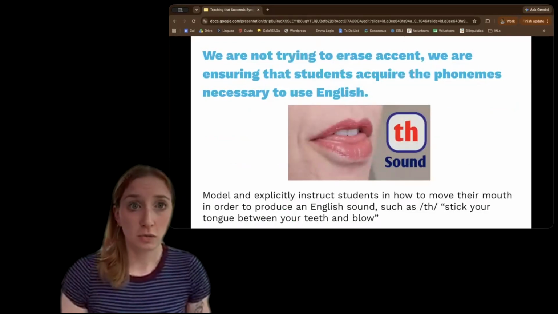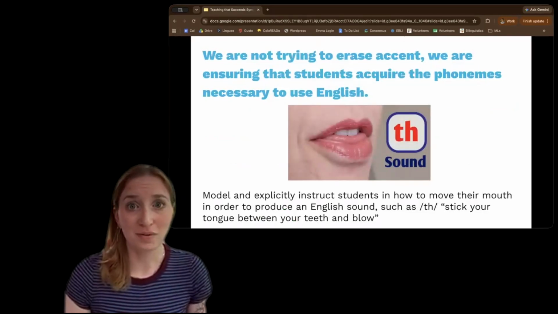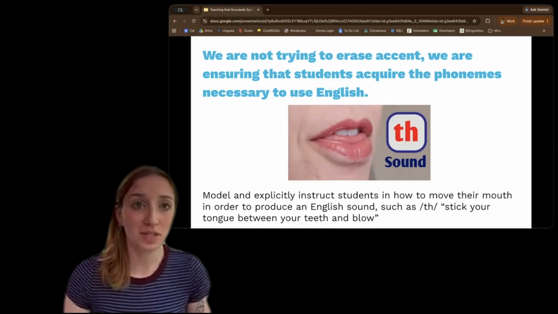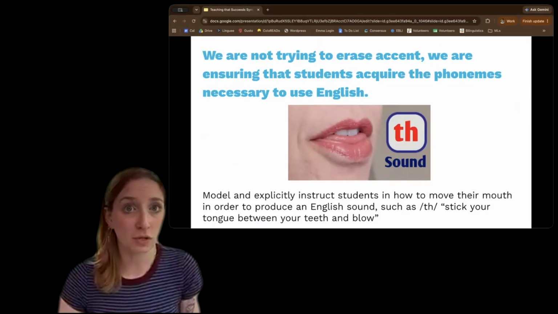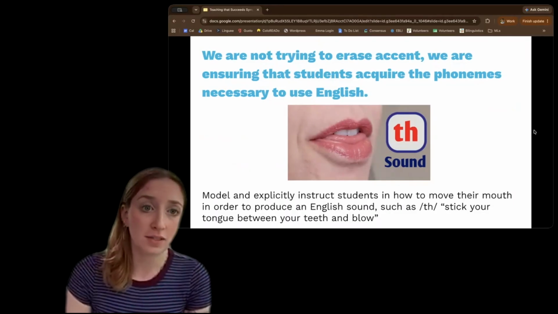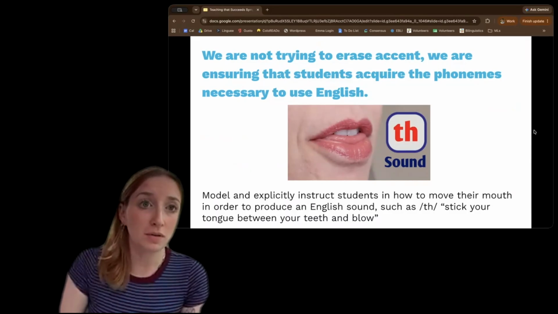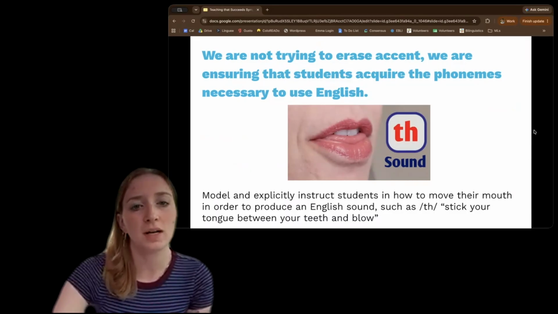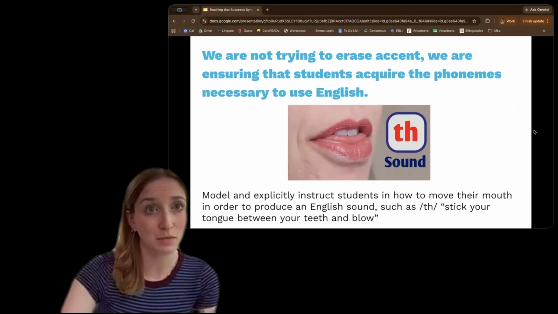I just want to also note that I am not advocating for erasing accent in any way, but I am stressing that students need to understand what sounds they may not have ever heard or used that we're using in English. For example, the th sound can be very difficult for English language learners to produce. They will need to be explicitly taught how to do these things in order to read that sound in words, and to spell that sound correctly while writing.